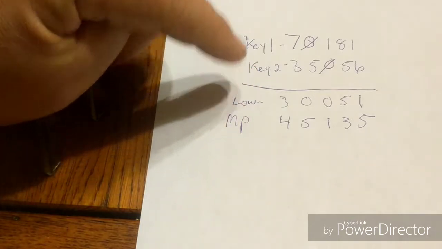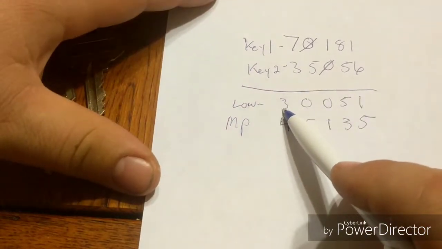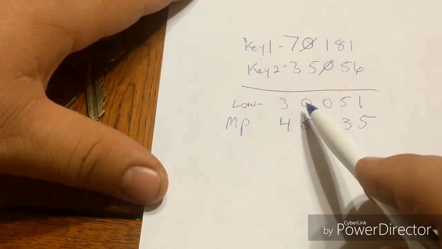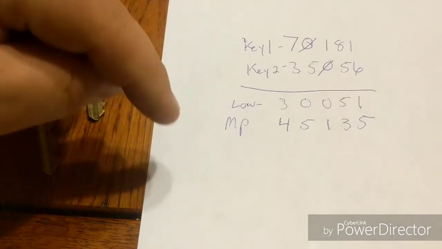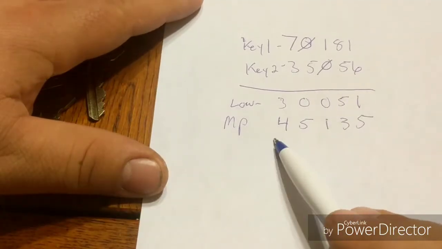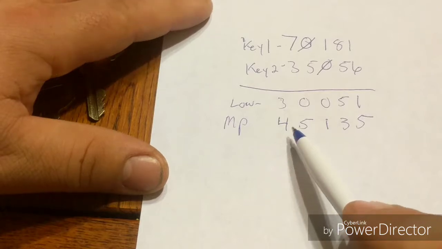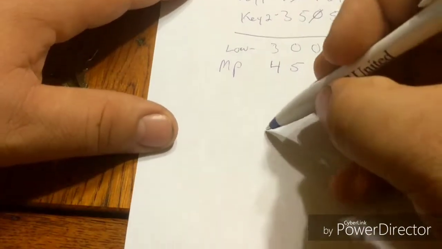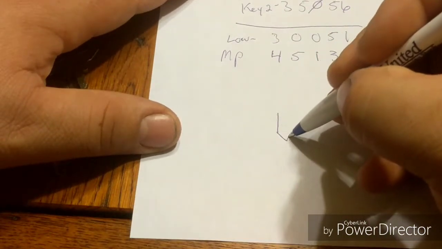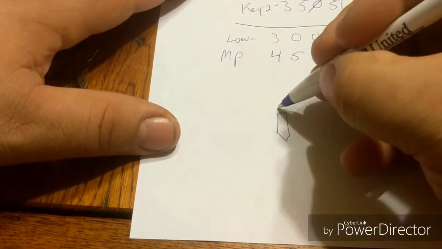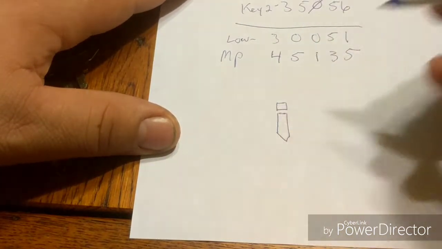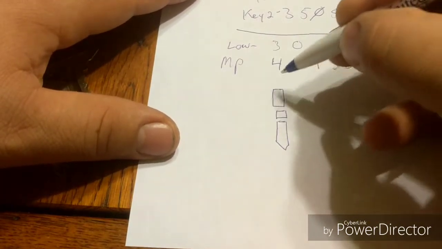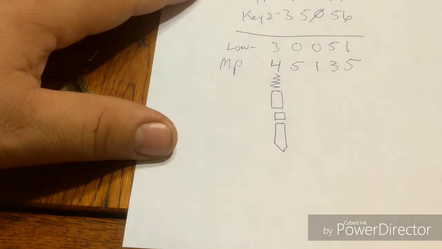When you master pin, you're going to key with key pins. You're going to take 3, 0, 0, 5, 1. You're going to put those pins in first, and then your master pins, you're going to put those on top of those. So it's going to look like this. You're going to have your key pin and your master pins on top of that, and on top of that, of course, is going to be your driver and your spring.